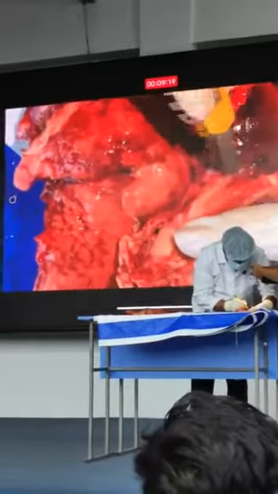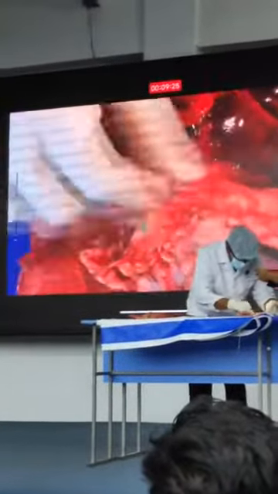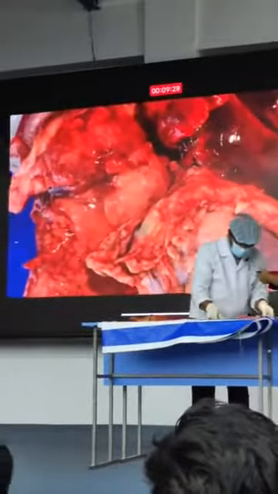You want thymus, huh? Thymus will be there in adults, Amir? Children, yeah, is it children's?